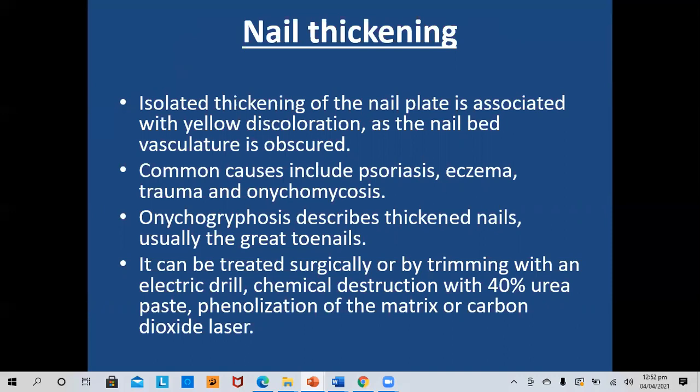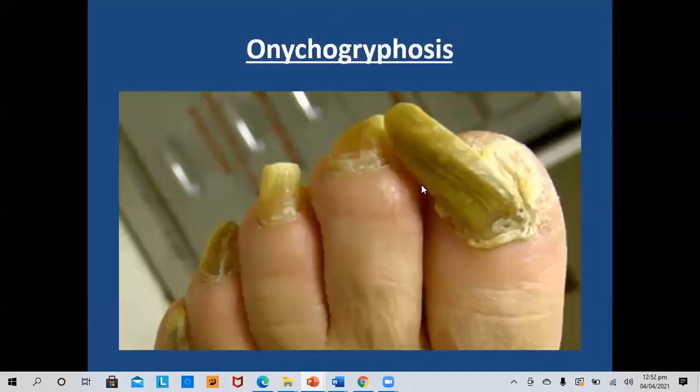Nail thickening. Isolated thickening of the nail plate is associated with yellow discoloration, as the nail bed vasculature is obscured by thickening of the nail plate. Common causes include psoriasis, eczema, trauma, and onychomycosis. Onychogryphosis describes thickened nails, usually of a great toe. It can be treated surgically by trimming with an electric drill, by chemical destruction with 40% urea paste, phenolization of the matrix, or carbon dioxide laser. You can see onychogryphosis of the big toe, but all the other nails also show thickening.